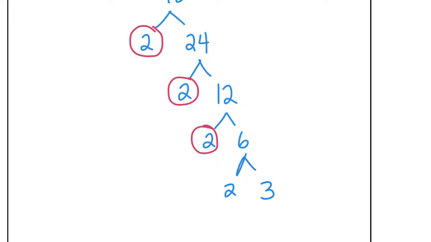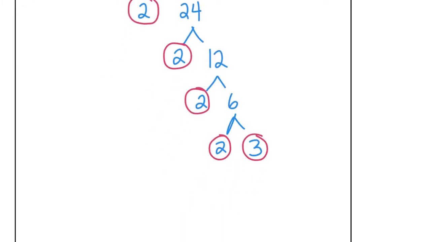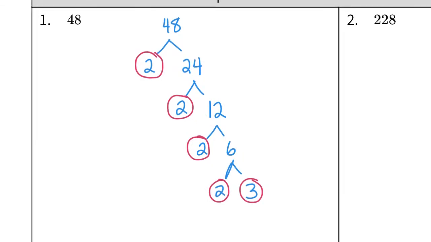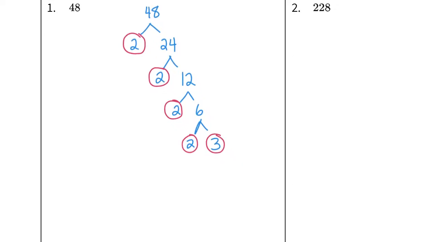2 is prime. Can I split up 3 any further? So in this case, no, 3 is also a prime number. Remember our list from up here? It's on my list. So you know you're done with your factor tree when you end up with prime numbers. So all these numbers that you circled, that is what makes up the prime factorization. So the prime factorization of 48 is 2 times 2 times 2 times 2 times 3.